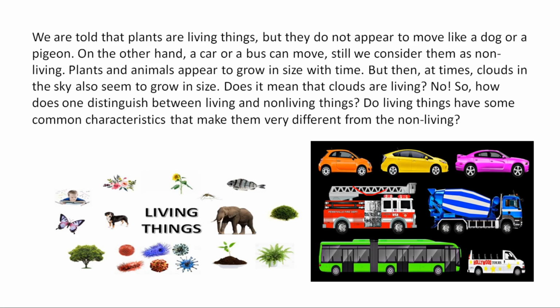But you see, cars, buses, clouds, they also move. Are they living? No. Why? Because we are told that plants are living things. Plants are living things, but they do not move like a dog, pigeon or cat. On the other hand, car and bus can move, but we consider them non-living. Plants and animals appear to grow in size with time, but at times clouds in the sky also grow in size. But are clouds living? No. So how can one distinguish between living and non-living?